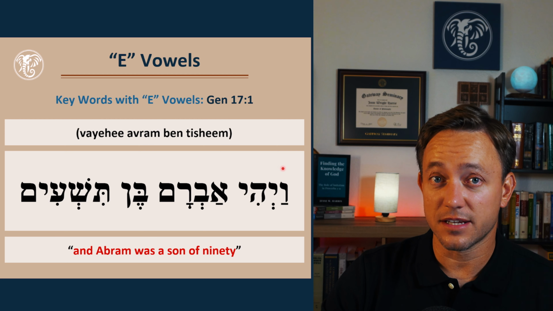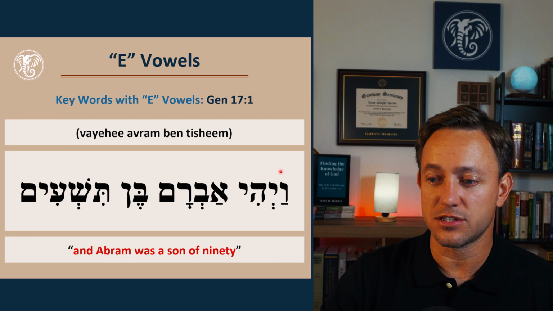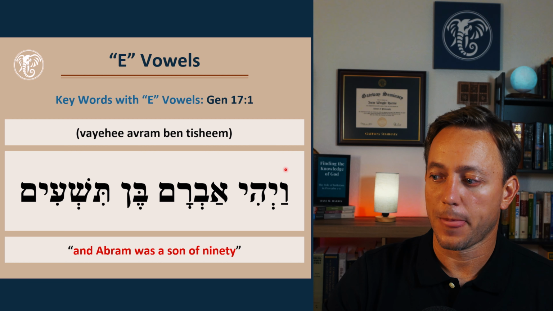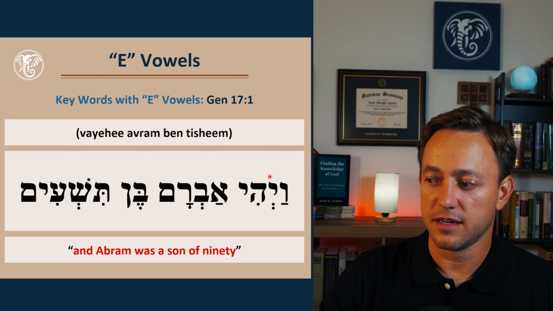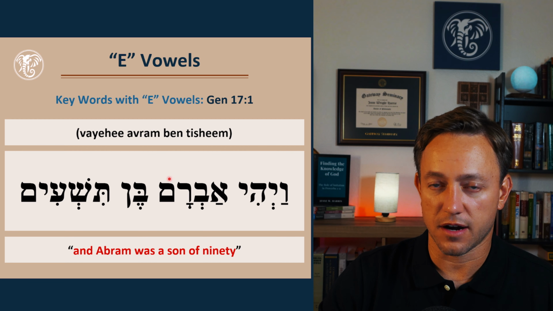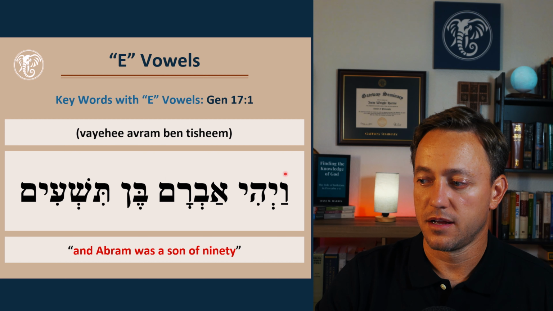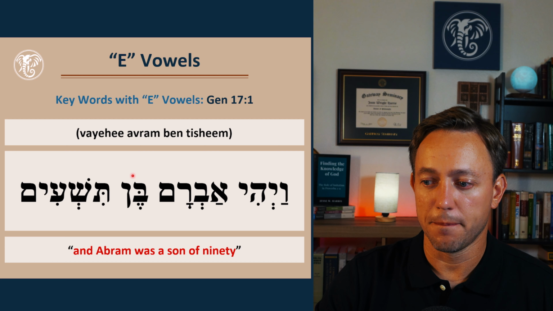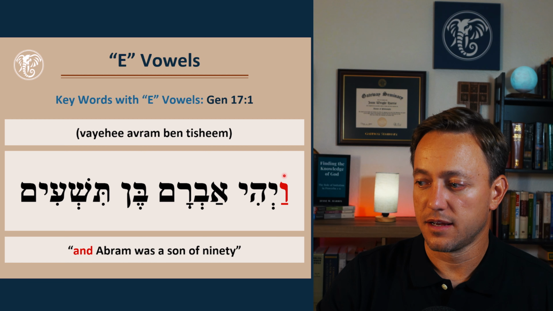All right, well, let's go ahead and do some reading here. So we're going to be talking about Genesis 17. So let's go ahead and read these together. So we have here, Va'yehi Avram ben Tish'im. Va'yehi Avram ben Tish'im.